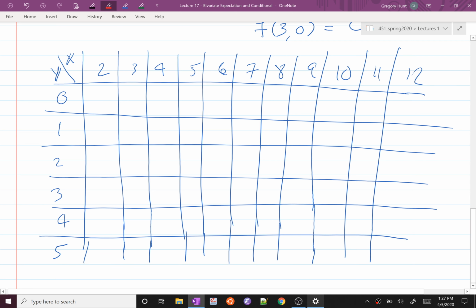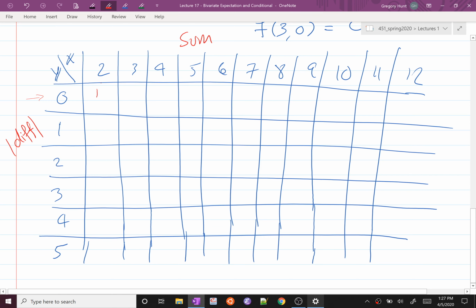So this is the absolute value of the difference, and this is the sum, is the x. So let's look at this. So which ones of these can we fill in? Okay, if the difference is 0, so if y is 0, so let's do the first row, y being 0.